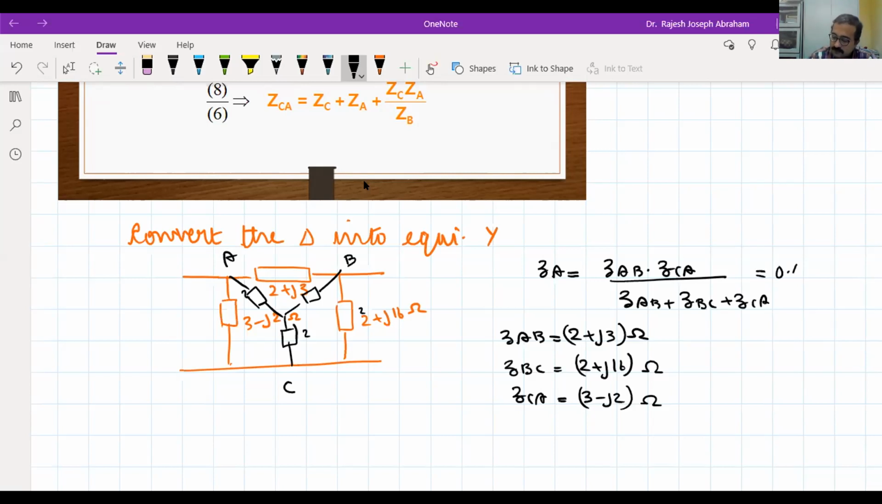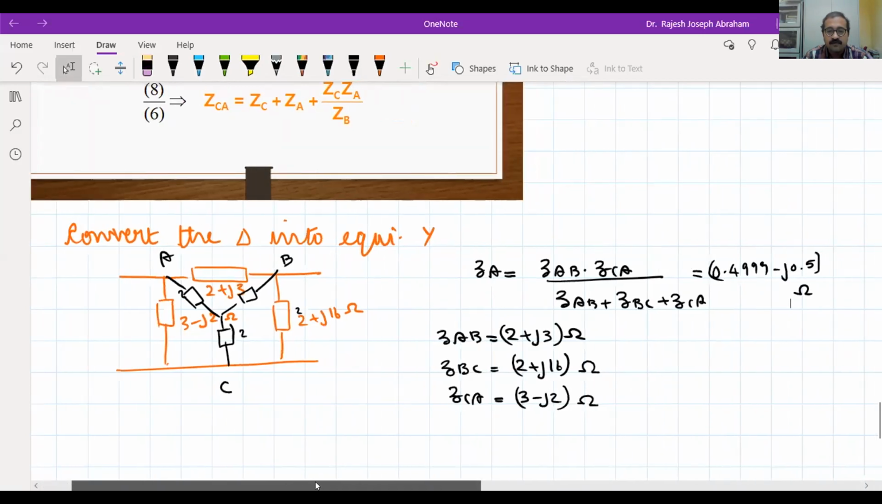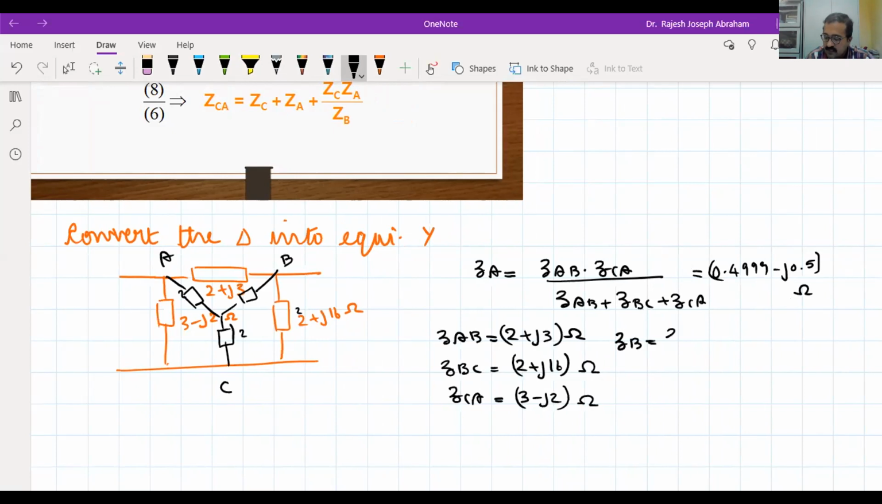0.499 minus j0.5 ohms. Right? Similarly, what will be ZB? ZB is starting suffix BC into ending suffix AB divided by ZAB plus ZBC plus ZCA. Substitute these values and you should get a value of 1 plus j3 ohms.